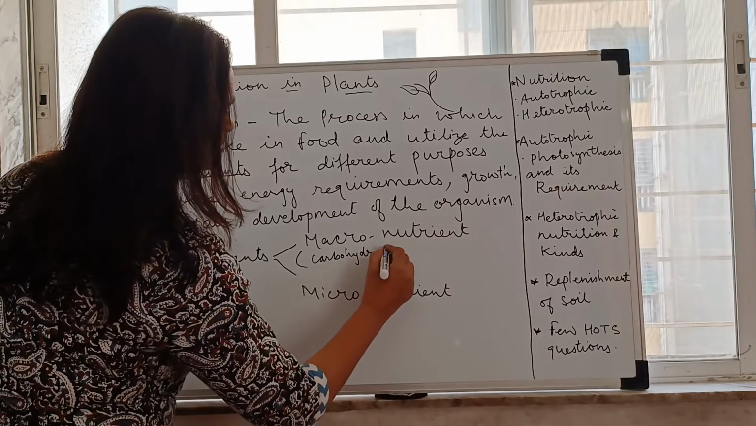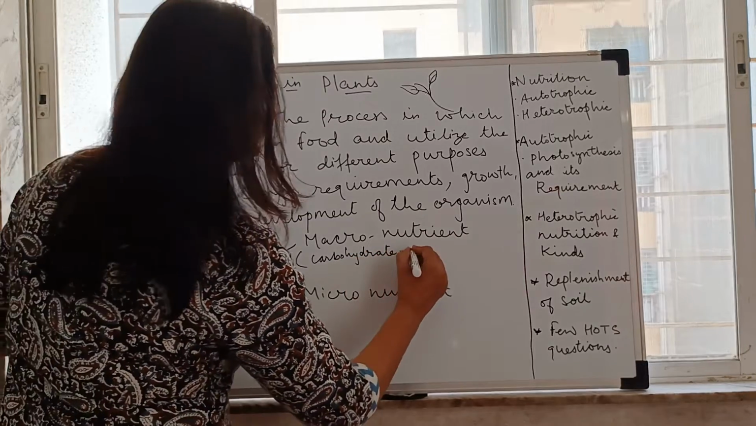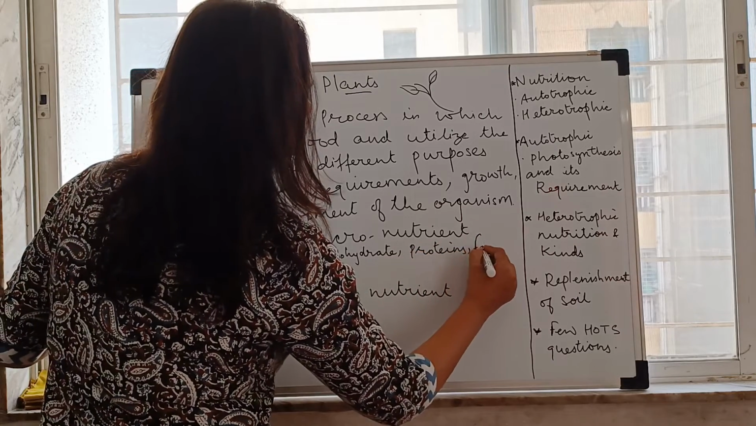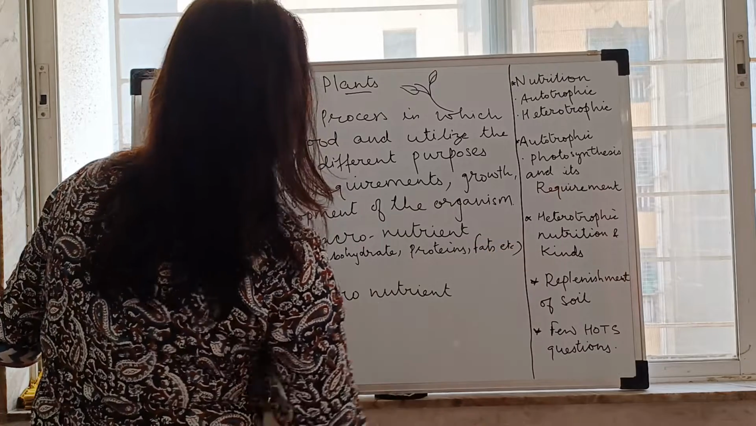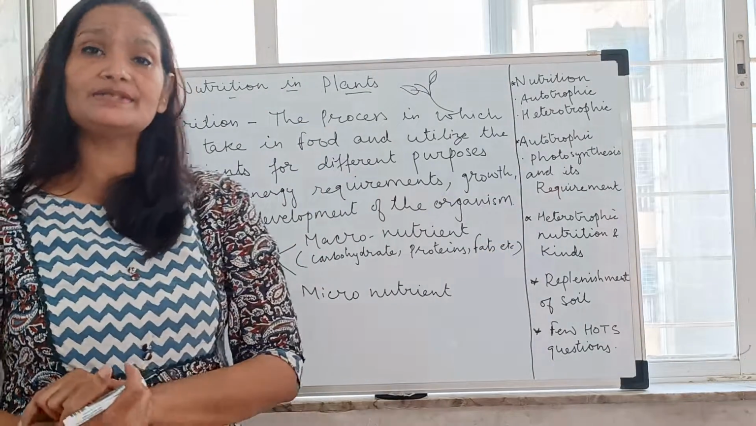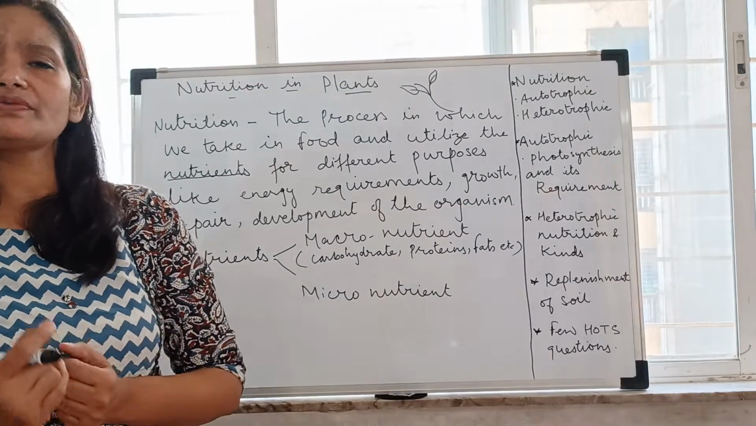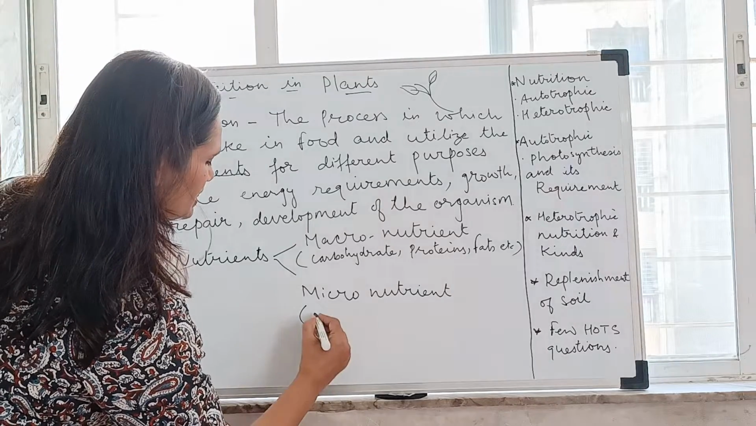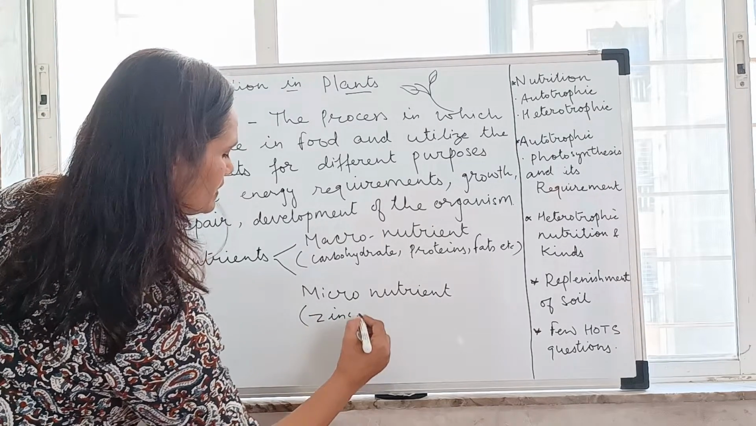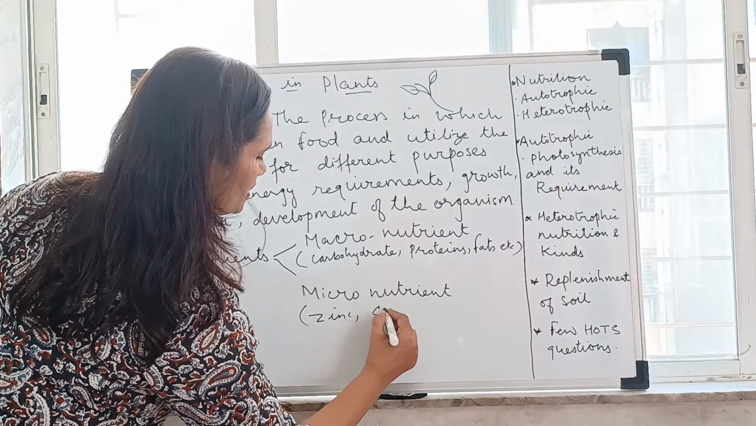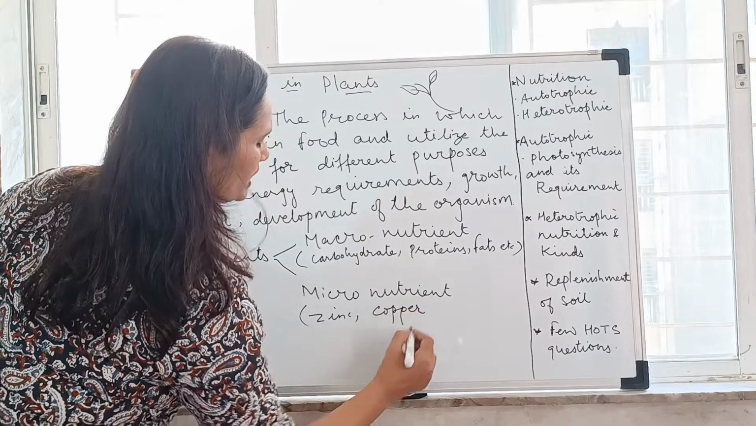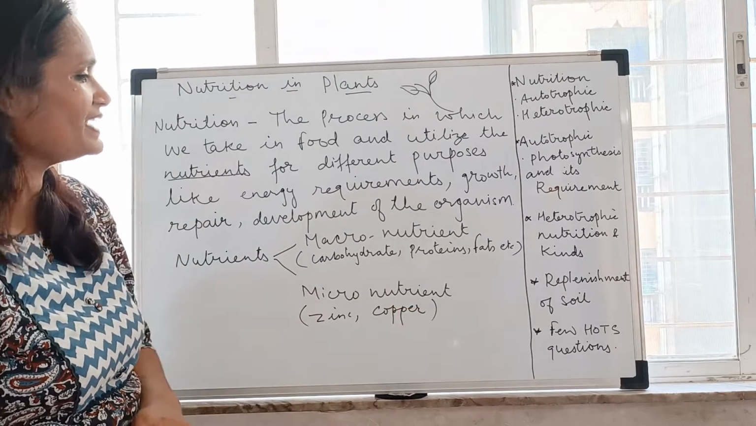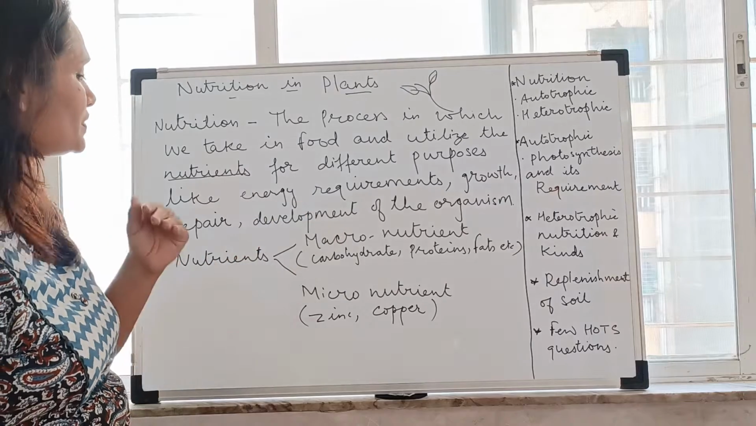Carbohydrates, proteins, fats, etc. And micronutrients, there are certain nutrients which are required in very trace amounts or very small amounts, so they are also called trace elements. They can be your zinc, then copper. We need them, we take multivitamin capsules, tablets, etc. But we have to take it all from our food.